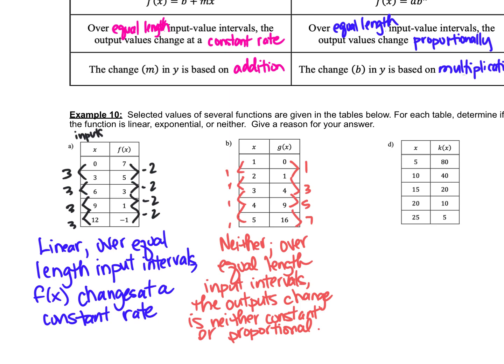All right, last one. If you had to guess, without even starting, how do our inputs change? They change by 5 every time, they go up by 5. Now, take a look at your outputs. I have a change of 40, a change of 20, a change of 10, a change of 5. Is that proportional? What's happening to go from 80 to 40? We're dividing by 2. That's what we talk about when we say it's proportional. So because that happens, we say exponential.